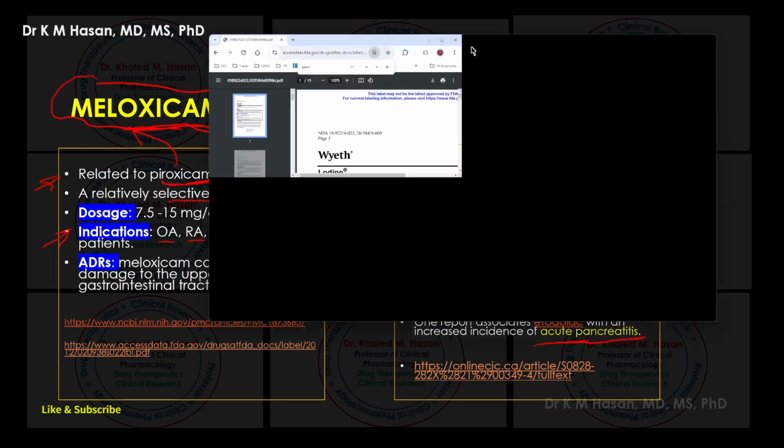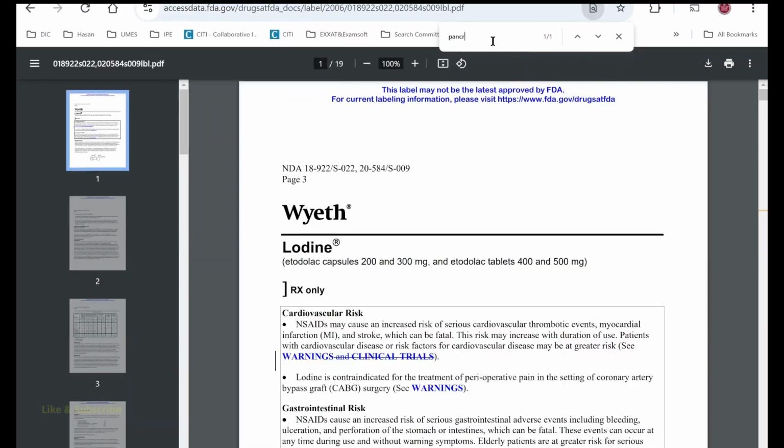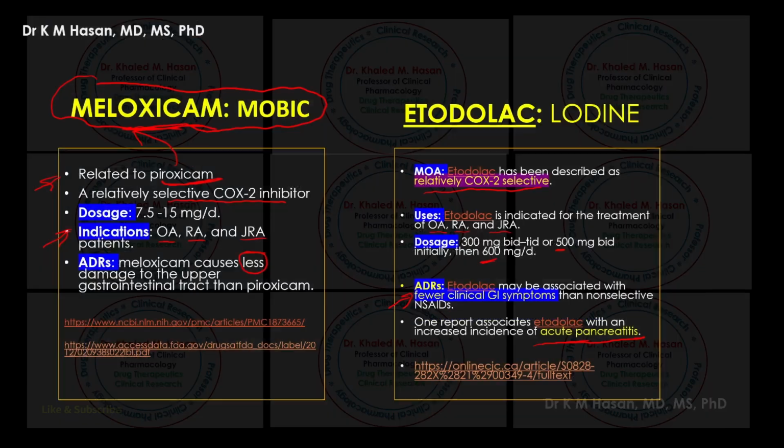okay, I would like to share the article published, like the prescription drug information. I typed there pancreatitis, and you can see here we have some side effects related to this medication, Etodolac. They said this medication causes peptic ulcer without bleeding, perforation, intestinal ulceration, and pancreatitis. So some articles mentioned pancreatitis for this medication.